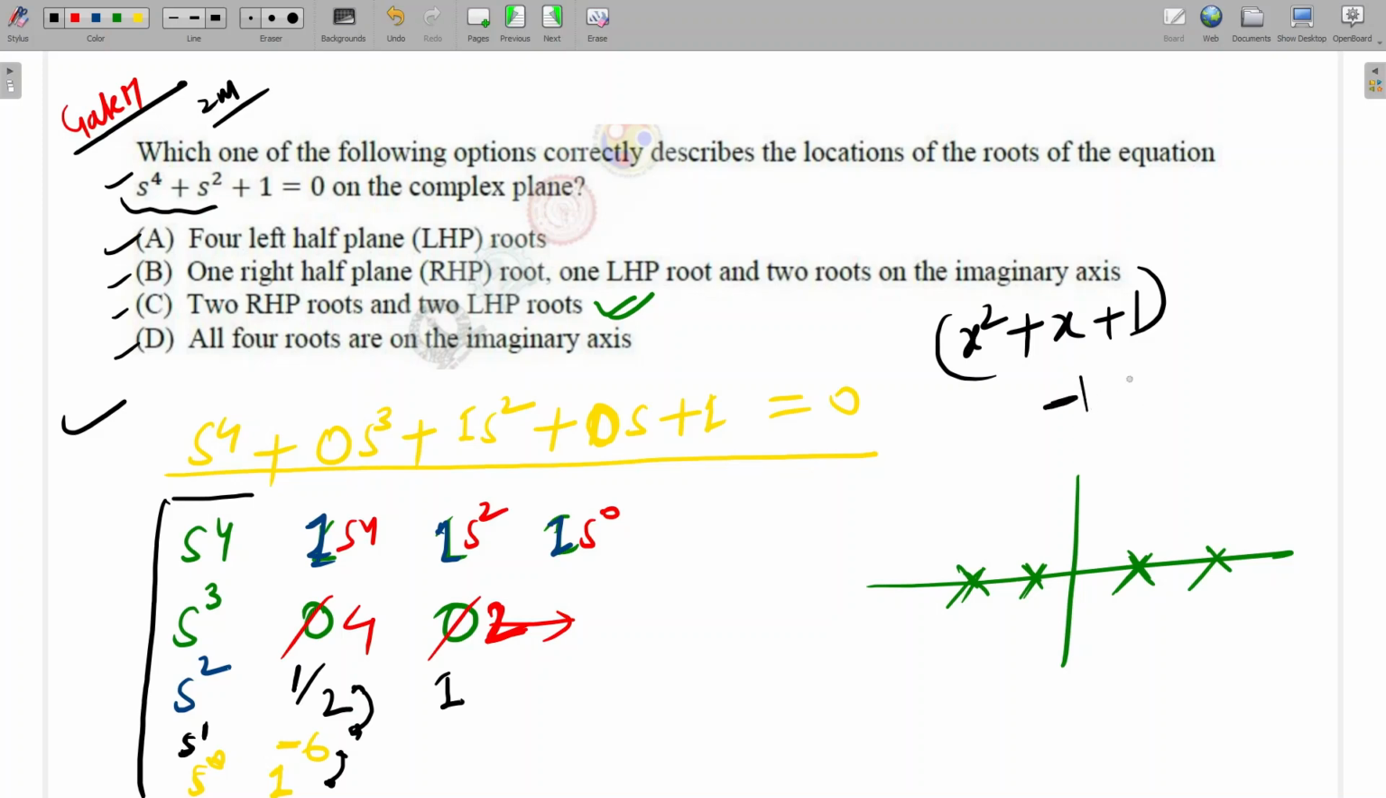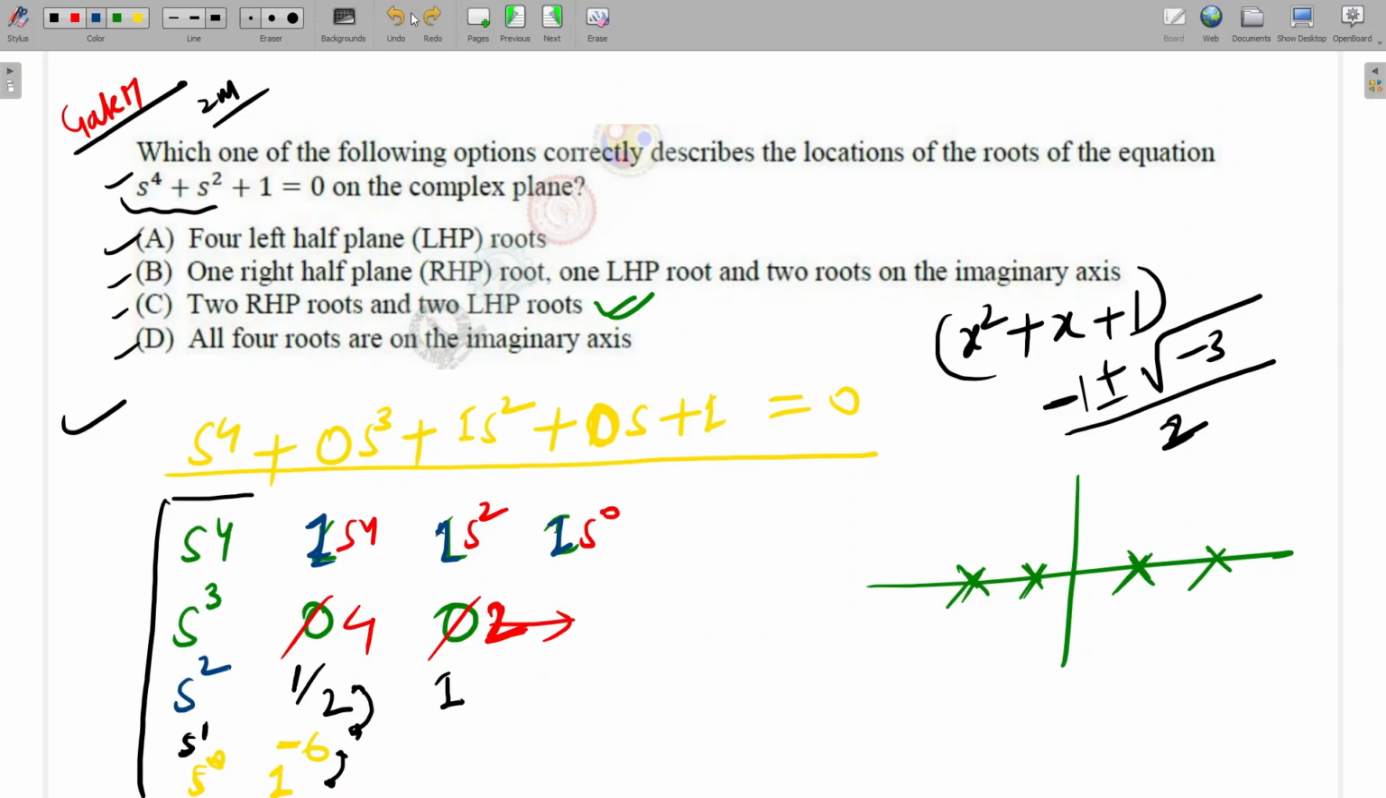Minus 1 plus minus b square minus 4ac, so minus 3 by 2. So this is a complex number only. So s square will be this, I think. See, this is not necessary that the poles will be on the real axis only. One thing we should remember.